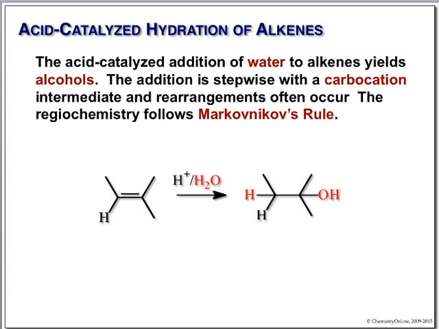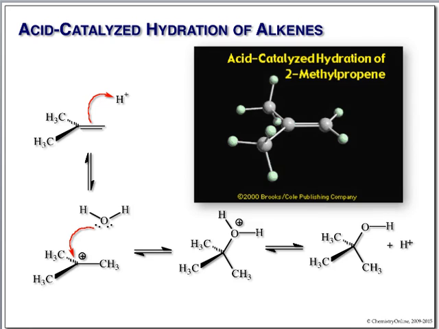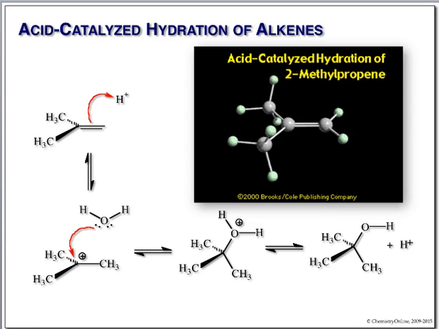Here we have an alkene. This is 2-methylpropene. This is going to, first of all, be protonated. It's going to pick up a proton to give the tertiary carbocation. Remember, we could have a primary or a tertiary. We will always add to give the most stable. That's going to be the tertiary.